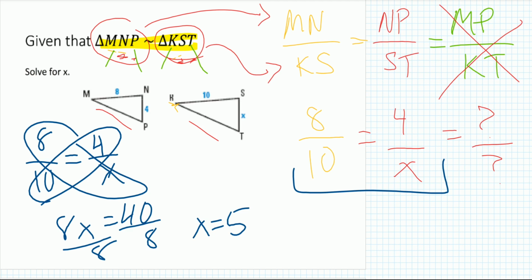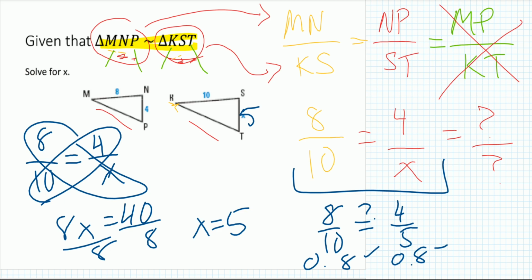Makes sense, just because if you go ahead and you put 5 in there, we can go ahead and compare the fractions, right? 8 over 10, is that the same thing as 4 over 5? So this is 0.8, and if you put it into your calculator, it's also equal to 0.8. So they match up completely.